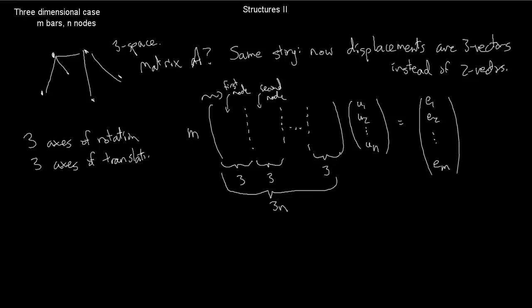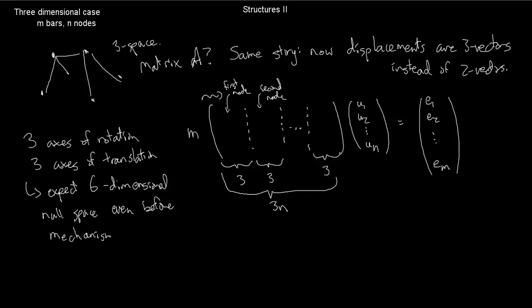Now, in 3 space, there are 3 axes of rotation and there are 3 axes of translation. So you actually expect a 6-dimensional kernel for your matrix A, even before you fix any nodes to deal with rotations and translations. So your null space of A should be at least 6-dimensional, but it could be more. You might have mechanisms. So after you fix the nodes, you still need to look for members of the kernel, which are going to correspond to those structural inherent instabilities in your truss.